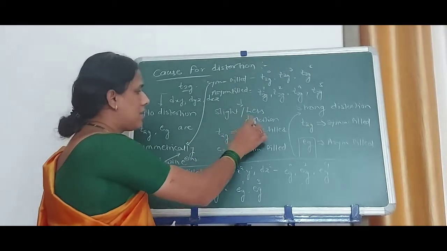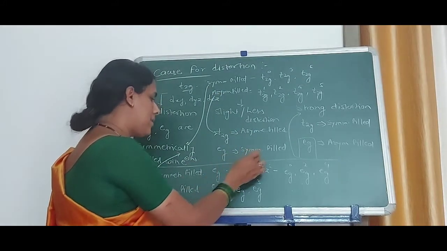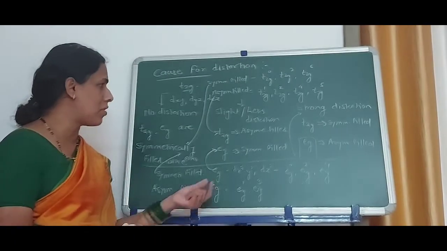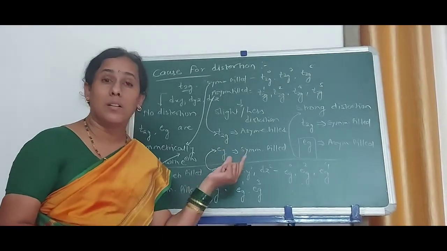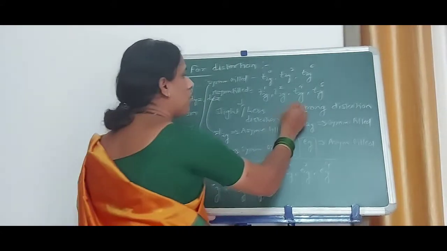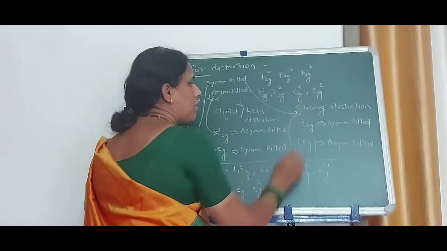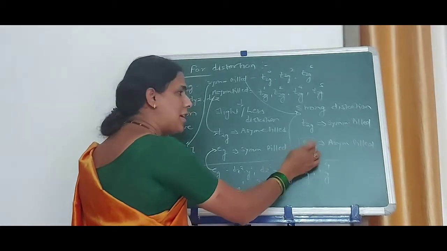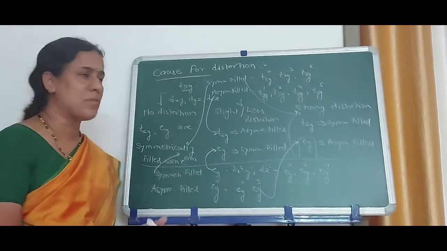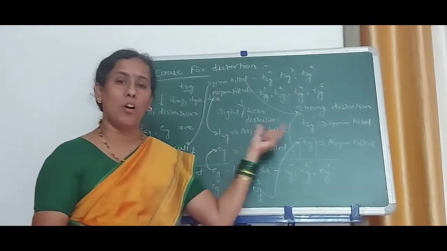What is the slight distortion? That is T2g asymmetrically filled and Eg symmetrically filled. At that time, less distortion, because the distortion occurs mainly due to Eg orbitals. And what about strong distortion? That is T2g symmetrical and Eg asymmetrical. Thus, we can understand the cause for the distortion in the orbitals.